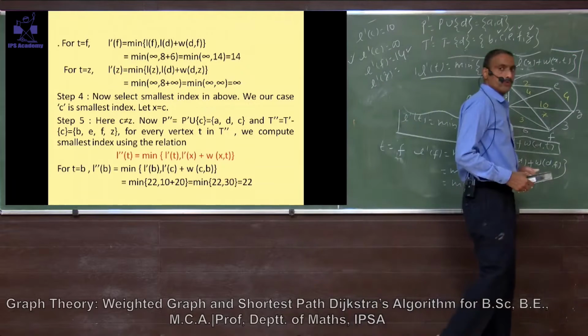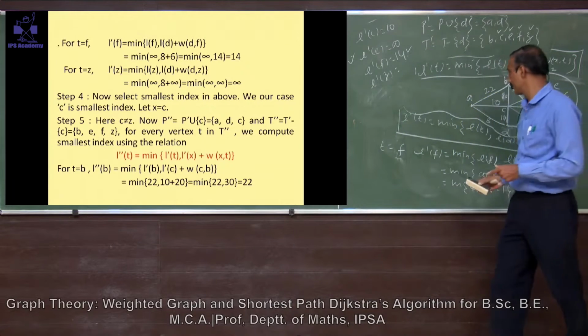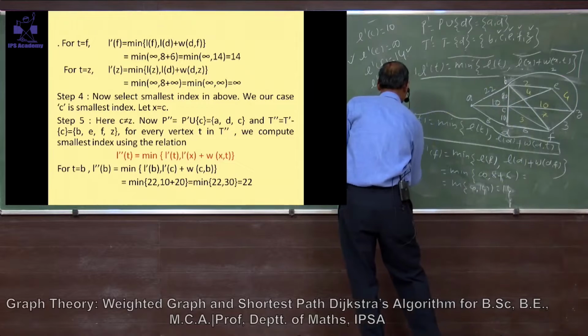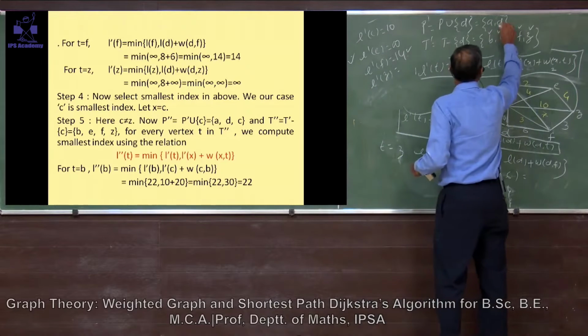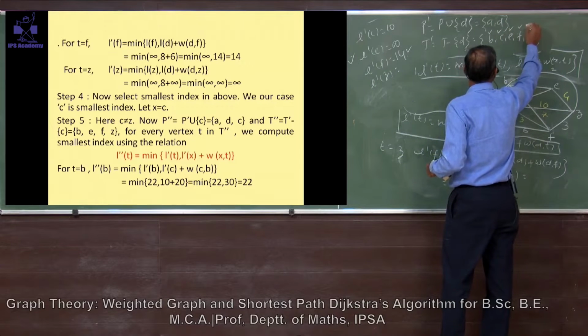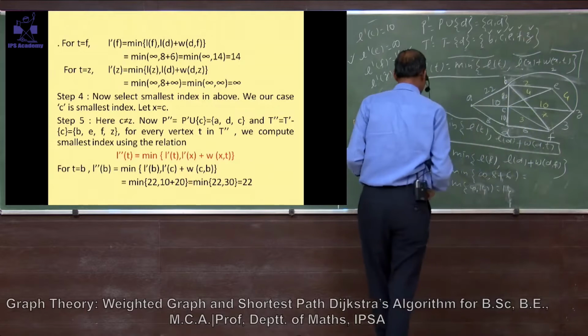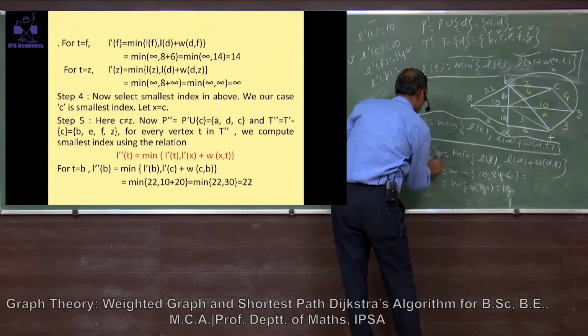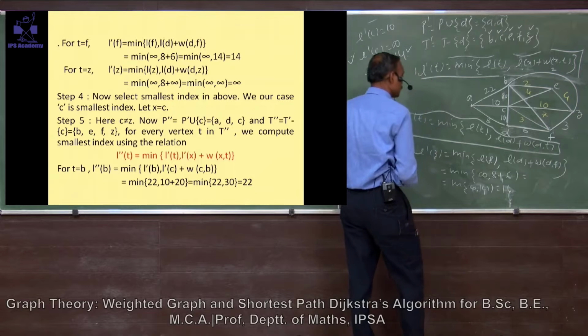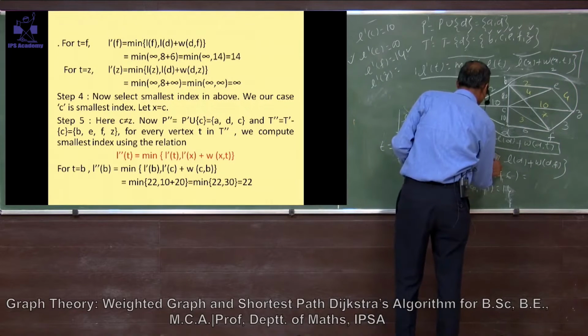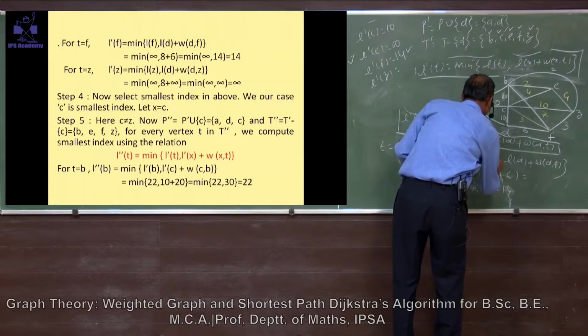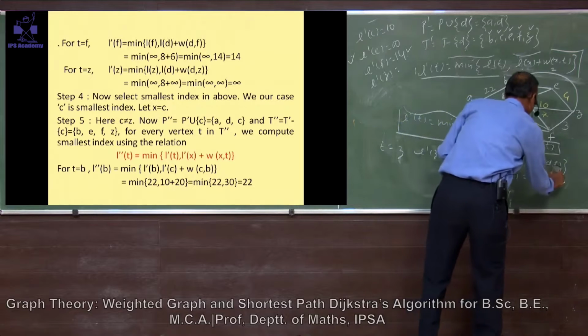Now index of z. So now put t equals to z. We have taken here b is completed, c is completed, e is completed, f is completed. Now z. So t equals to z. So L dash z equals to minimum of L of z, or L of d plus w of d comma z.